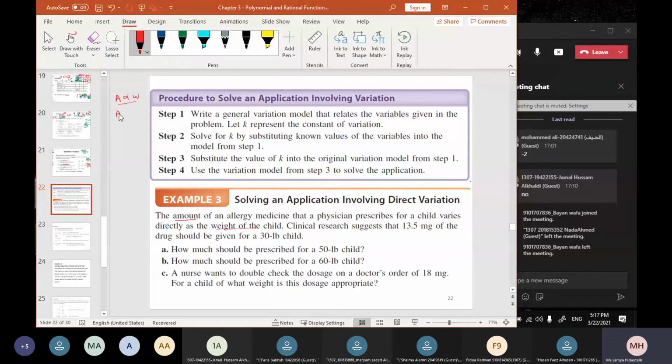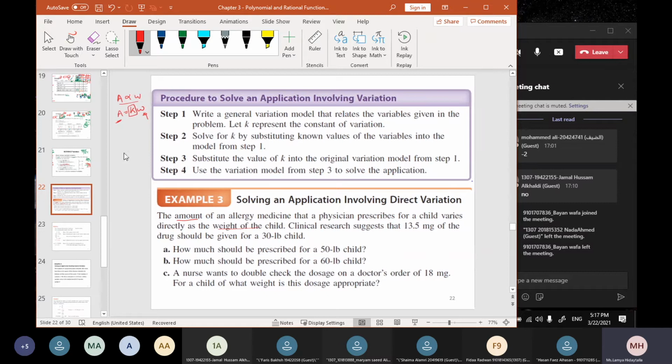This we can write as A, the amount, is equal to some constant times the weight. And if I knew this constant, whenever I've been given the weight, I can find the amount of the medicine. Or if I have the amount of the medicine, I can find the relative weight. And he told me that clinical research suggests that 13.5 milligrams of the drug should be given for a 30-pound child.